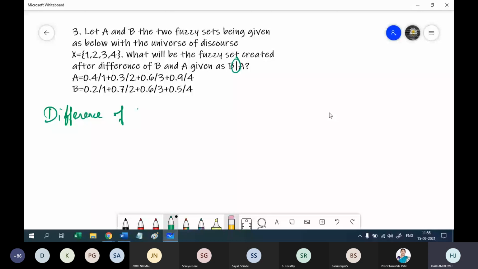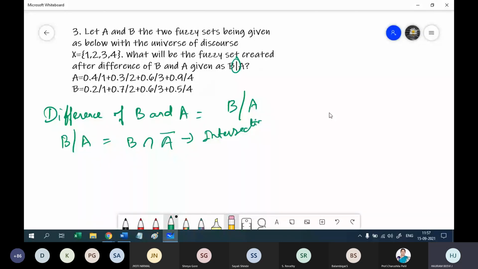So what is the meaning of this one? B minus A means it is equal to B intersection A bar. So remember this one: the difference of B and A means B intersection A bar. Here also this one involves two operations, those are intersection and complement. So here we are going to find the complement for A.